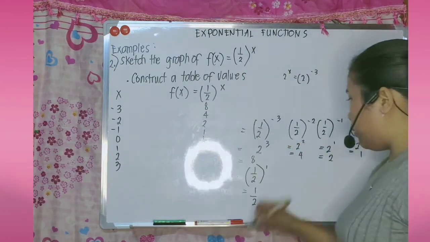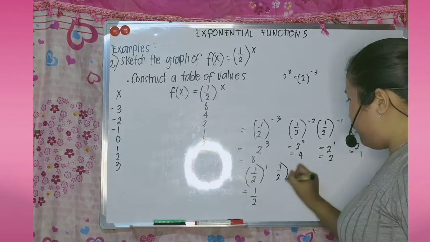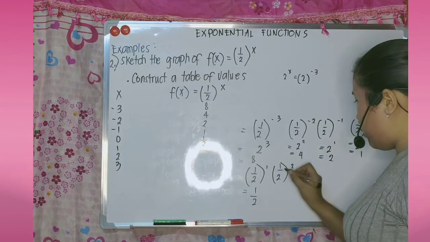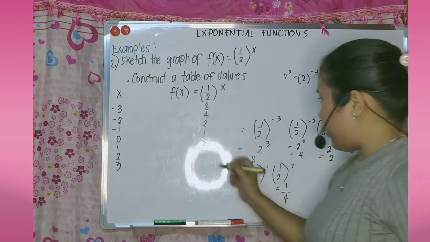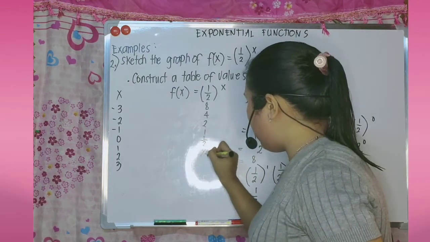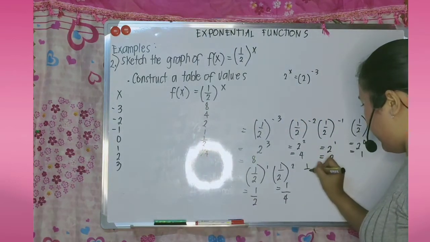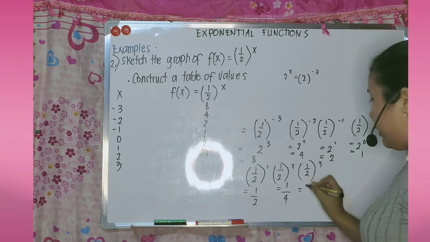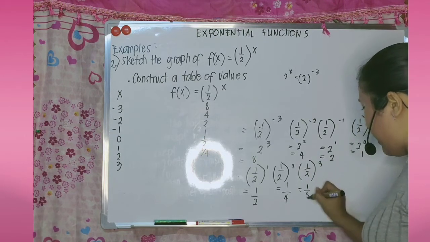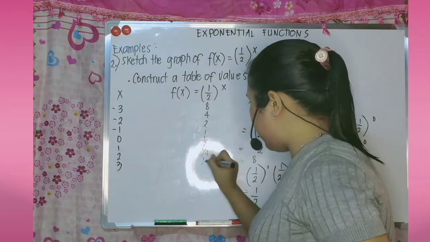So, let's use 2. 1 half raised to 2. So, 1 times 1, we have 1. Then, 2 times 2, we have 4. So, we have 1/4. The next is 3. So, 1 half raised to 3. So, we have 1 raised to 3, 1. Then, 2 raised to 3, we have 8. So, our answer here is 8.